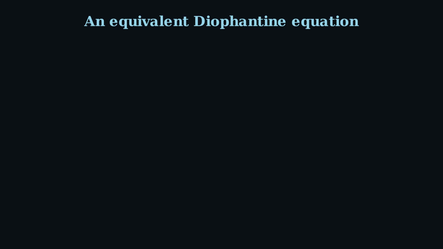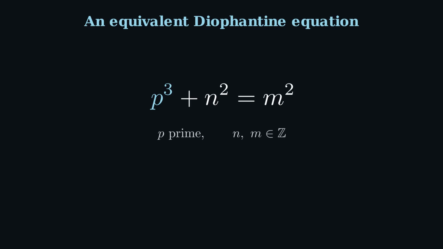So this, of course, is equivalent to considering the Diophantine equation p cubed plus n squared equals m squared, where n is also an integer, m is also an integer. So we're going to do this by dividing it into a few cases.